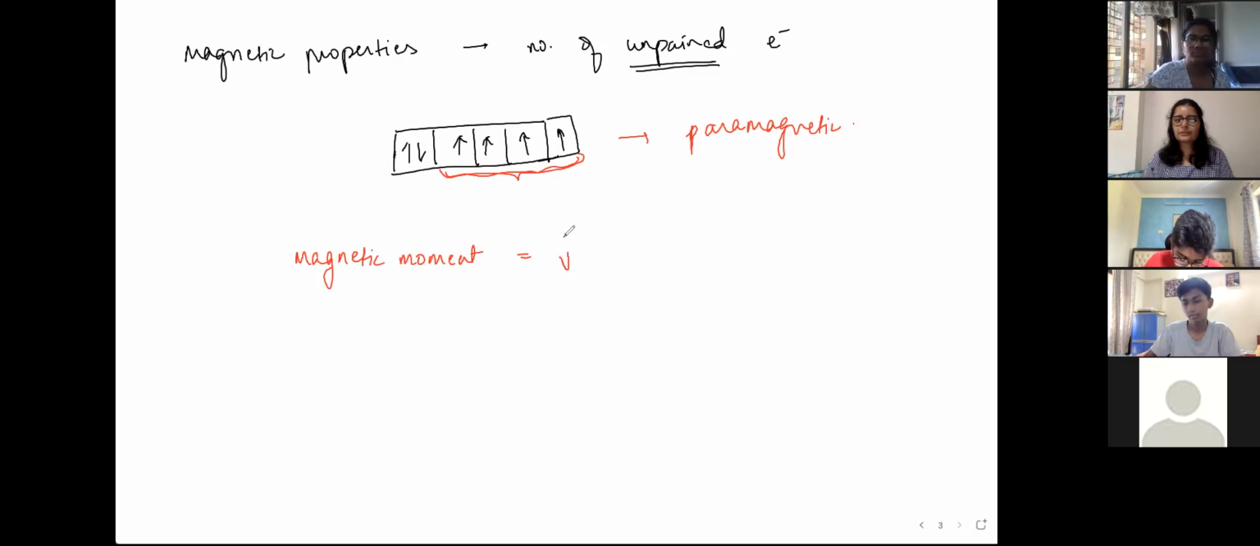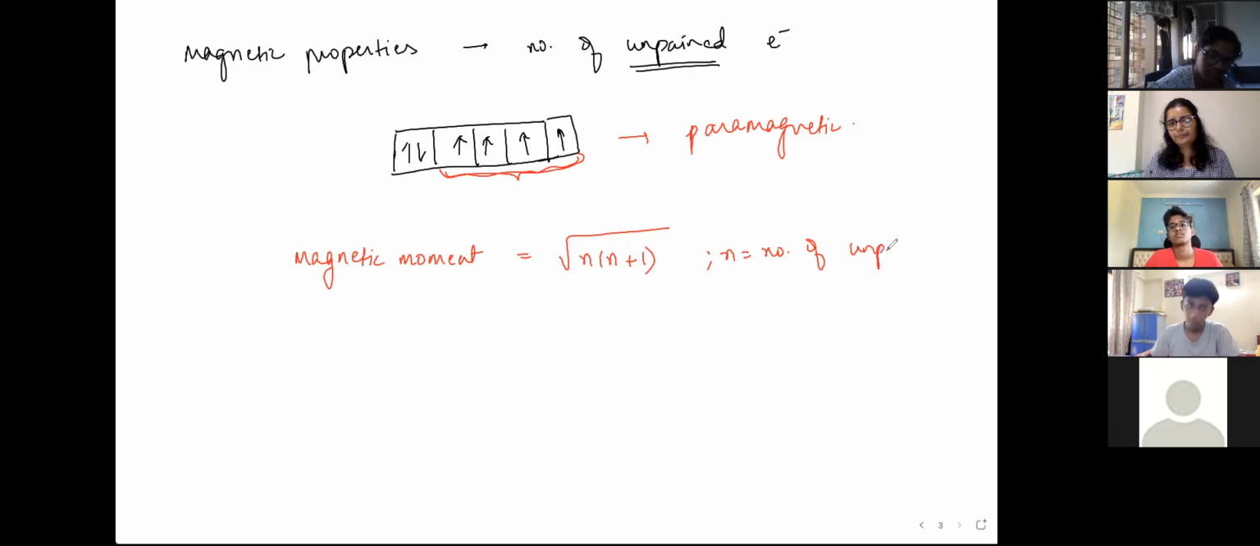So that is root of n into n plus 1, I think. N plus 1 or n minus 1, I have to calculate. So let me just clarify it. But yeah, where n is the number of unpaired electrons. So the greater the number of unpaired electrons, the more your magnetic moment is going to be, like its effect to magnetism.